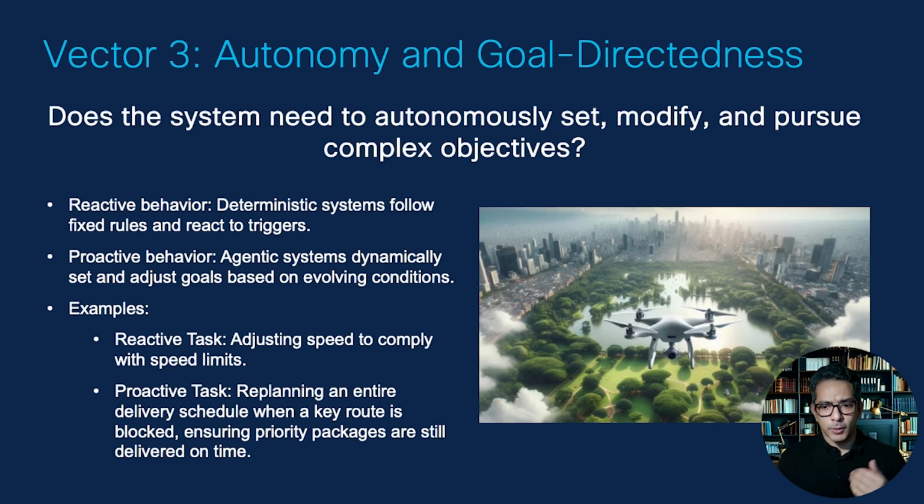Which is to say, proactive autonomy is about goal adaptation, not just reacting to triggers, but rethinking the bigger picture to optimize outcomes. So again, if your system needs to autonomously assess how it's doing based on the overarching objective and adjust based on some inputs and environmental changes, one should consider an agentic system.